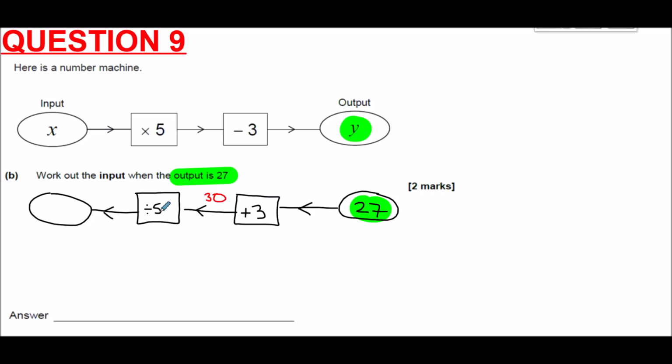And so 30 divided by 5 would be 6. And so the initial input must have been 6. And so for this one, the input is 6. Let's double check. 6 times 5 is 30, minus 3 is 27. You could do this using a trial and error approach, but I think the easiest way might be just to reverse the number machine and get back to the beginning.